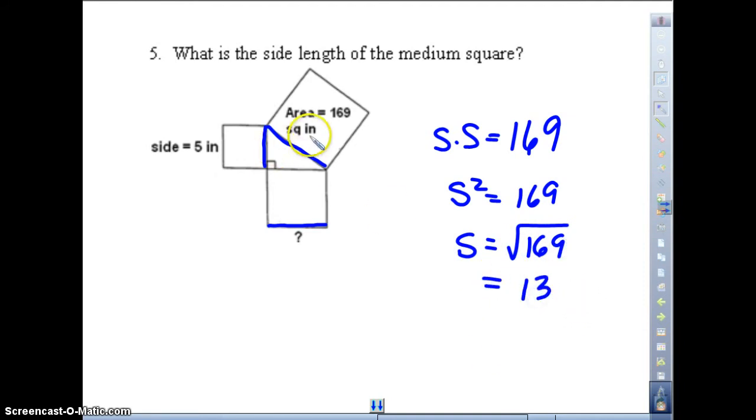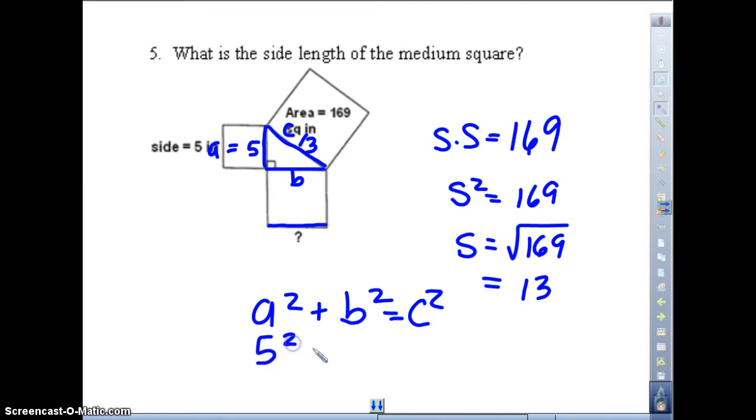Okay, so I know this side here is 13. I know this side here is 5. You can get this side length now by using what? Right here, that side length right there. Yeah, we're going to use Pythagorean theorem because I have a right triangle. This side is your C. Call this one A, and this could be B. A squared plus B squared equals C squared. Substitute in your numbers.